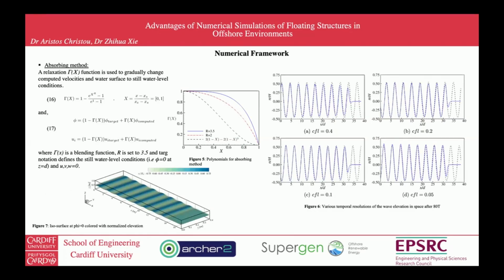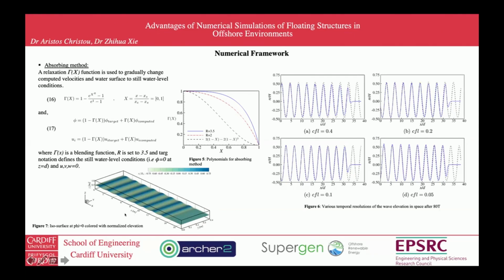Going further, we can see how we absorb the waves. Equally important, we don't want reflected waves to move back into the water flume and interact with incoming waves. Therefore, we're using the relaxation method. We're using equations 16 and 17. We use a gamma function here to gradually absorb the waves by setting the velocities and the water surface to still water conditions using various constants and polynomials.